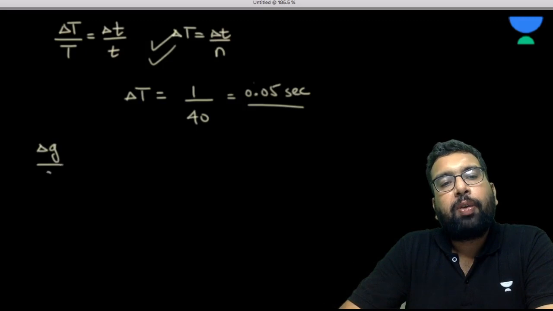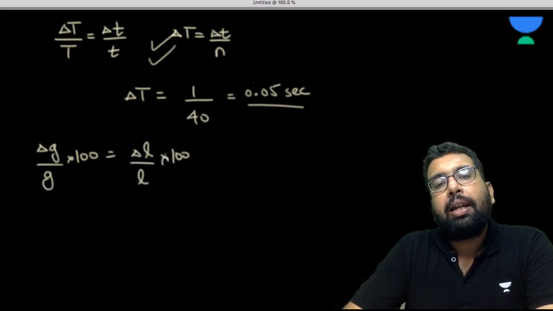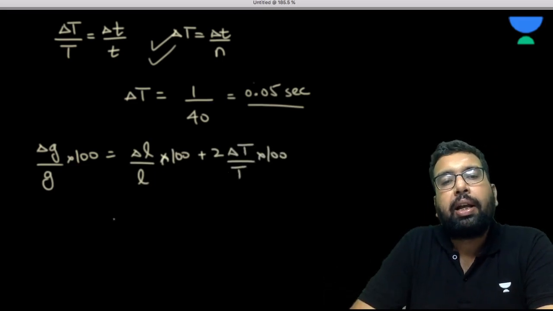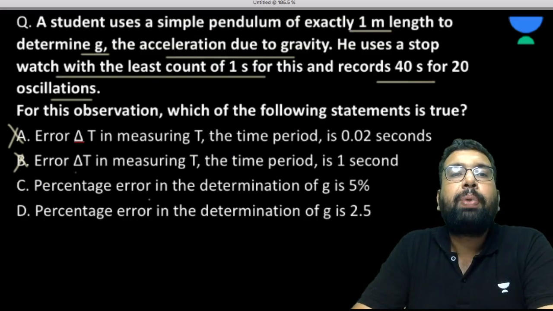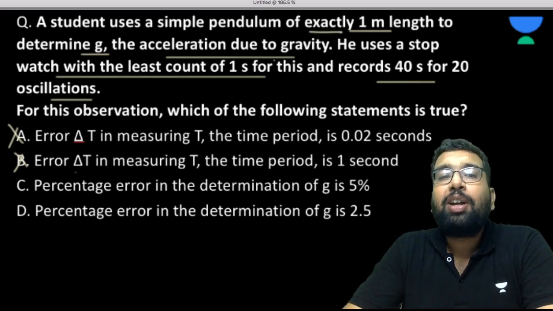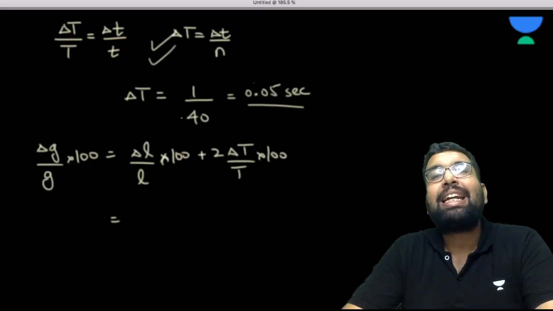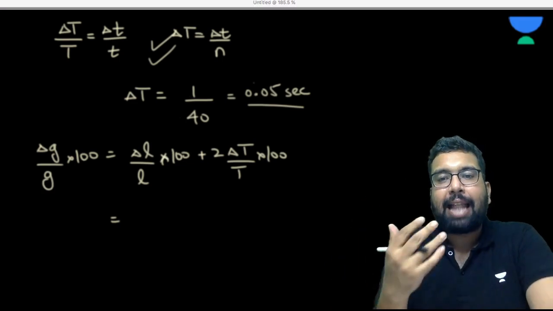So where does this formula come from? In the last question we have been using the same formula, so we can use it here: delta L by L into 100 plus 2 times delta T by T into 100. So from here, what are we getting? So delta L. Now please read the question. It says a student uses a simple pendulum of exactly 1 meter length. Now what do we mean by exactly 1 meter?